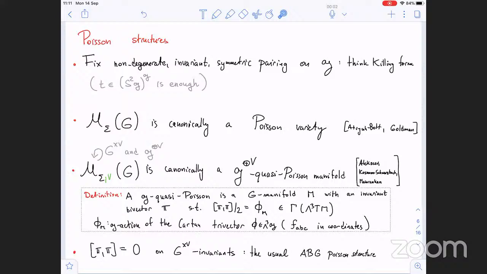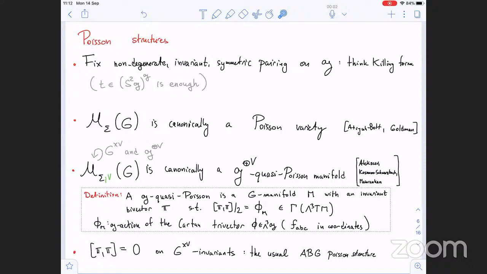Let me just give you a definition of what a G quasi-Poisson structure is. It's a G manifold M. Here, this is our moduli space, and this is the group or multiple copies of the group. And there's an invariant bivector pi such that it's not a Poisson bivector, but the Schouten bracket with itself, which would be zero for usual Poisson structures, is this thing, phi_M. We actually saw this thing in the first talk by Leonid Ryvkin. This is called the Cartan trivector or Cartan element.